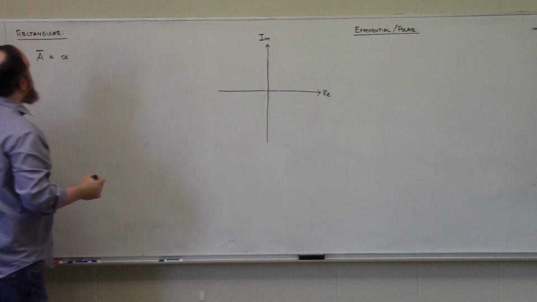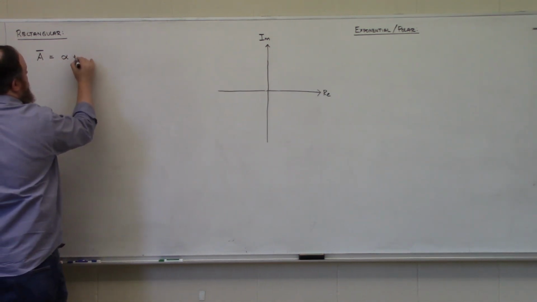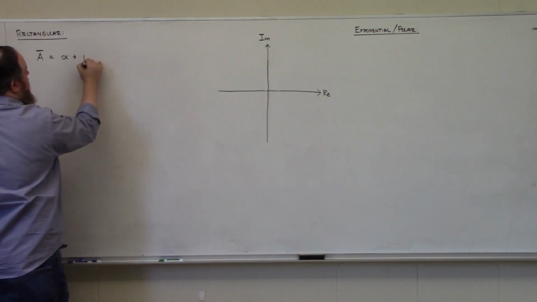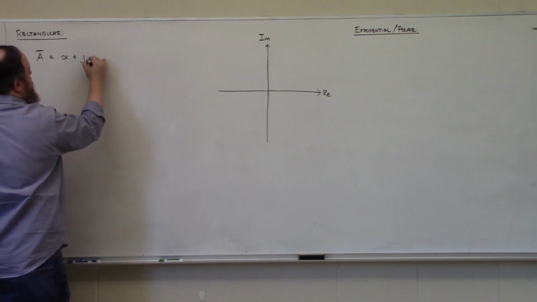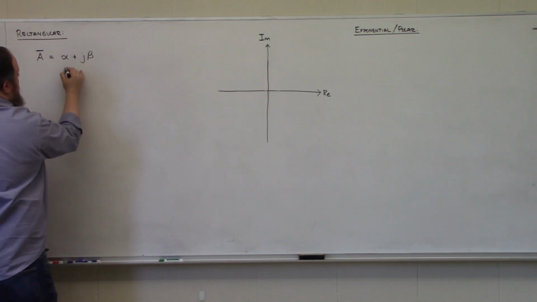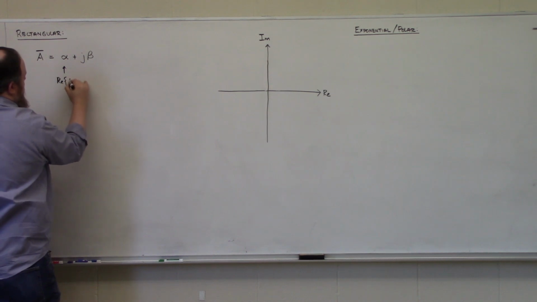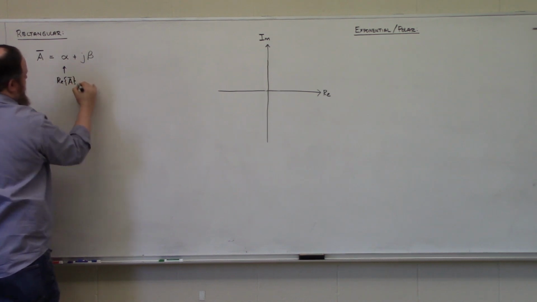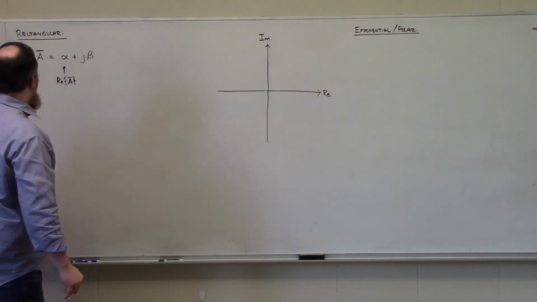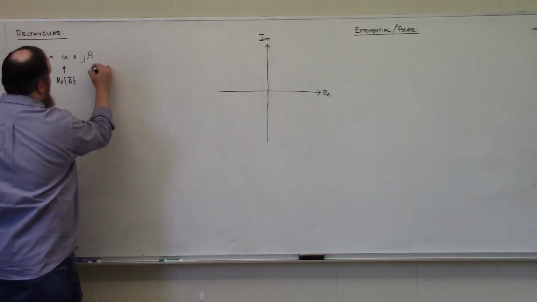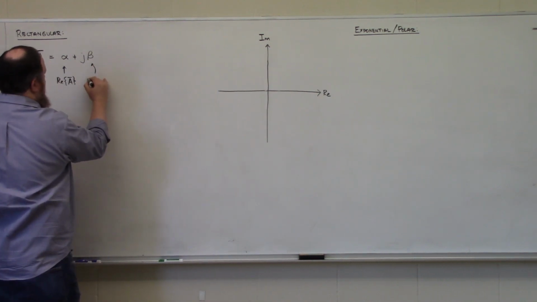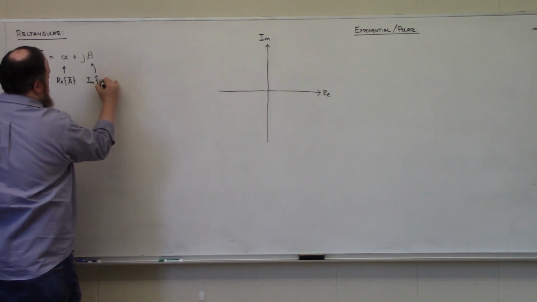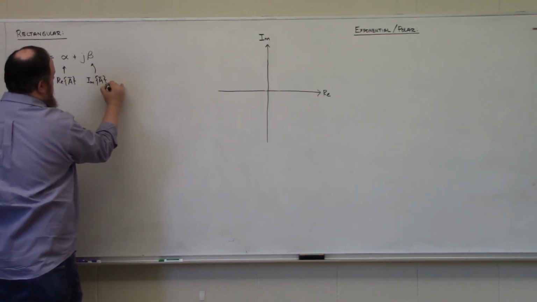alpha, plus some imaginary part, j beta. So alpha is defined as the real part of complex number A, and beta is defined as the imaginary part of complex number A.